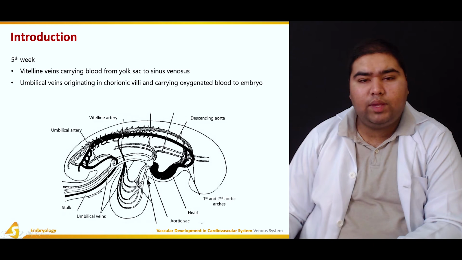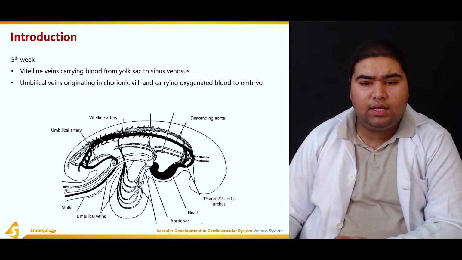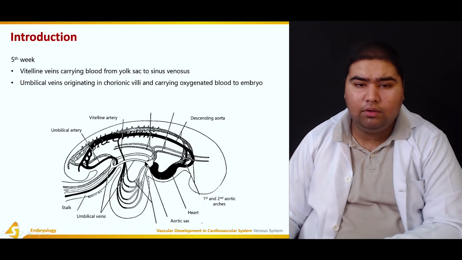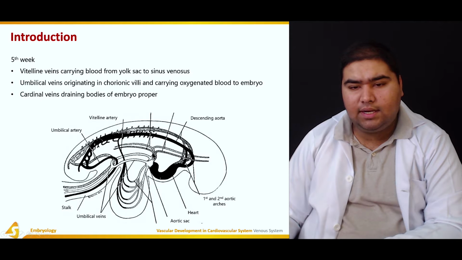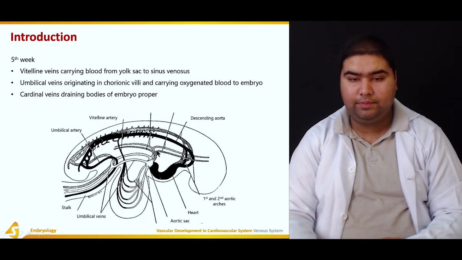The umbilical veins originate in the chorionic villi and carry oxygenated blood to the embryo. These are the umbilical veins in white. These are carrying oxygenated blood to the embryo. The cardinal veins, these are the cardinal veins. They are draining the body of the embryo proper.